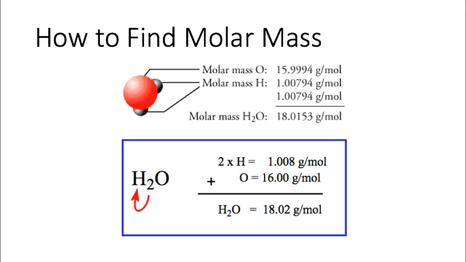Another way of looking at it is the formula H2O. The subscript of 2 beside hydrogen tells me that I have 2 atoms of hydrogen, so I take 2 times the mass of hydrogen, which is 1.008. There's no subscript beside oxygen, so I only have 1 atom of oxygen, and I take 1 times the mass of oxygen, which is 16.00. When I add those numbers together, I get 18.02 grams per mole. Generally, we recognize that the molar mass of water is 18.0 grams per mole.